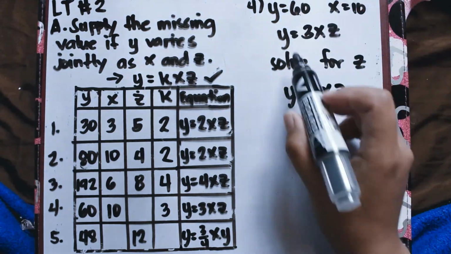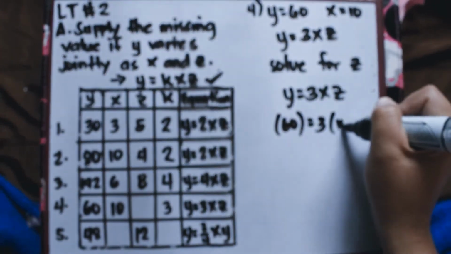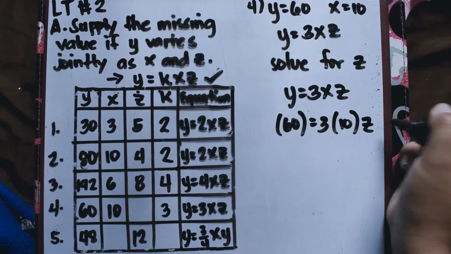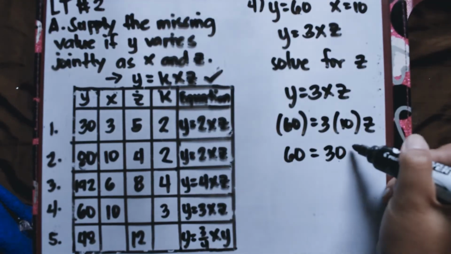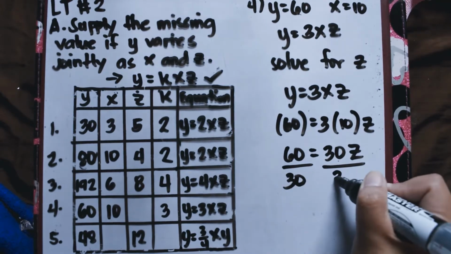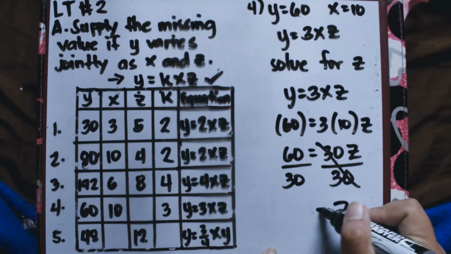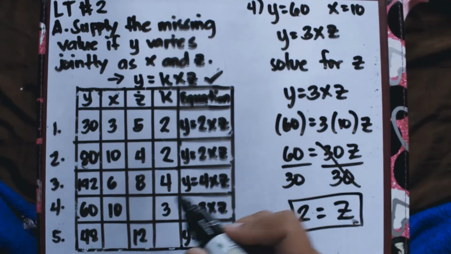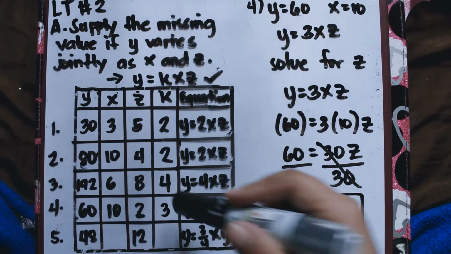Lagi namang equation yung ginagamit natin para paghahanap ng value. So substitute yung mga given. So y daw is 60, is equal to 3, our x is 10, and our z is yung ating hinahanap, so wala. Next, we have 60 is equal to 3 times 10, we have 30z. May kasama pa si z, 30, so divide both sides by 30. So cancel, our z now is 60 divided by 30, we have 2. So yun na po yung value natin ng z, we have 2. Ayan, so we're done with number 4.